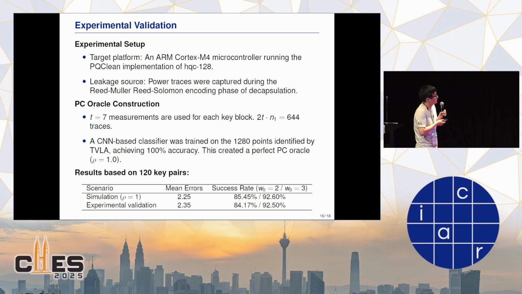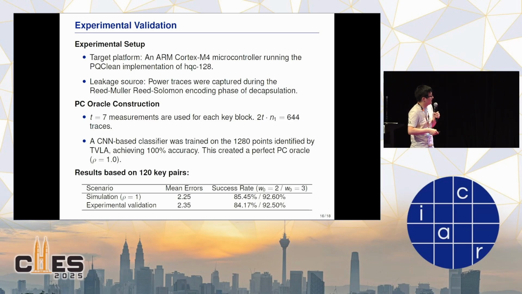For the leakage source, it's known that we can build a PC oracle from multiple leakage sources, like decoding, the encoding in the re-encryption, and also the PRG in the re-encryption. Here we choose the encoding part of the re-encryption. So we pick T equals 7 here. We just want to verify that the simulation meets the experimental validation very well. So we pick T to be 7.